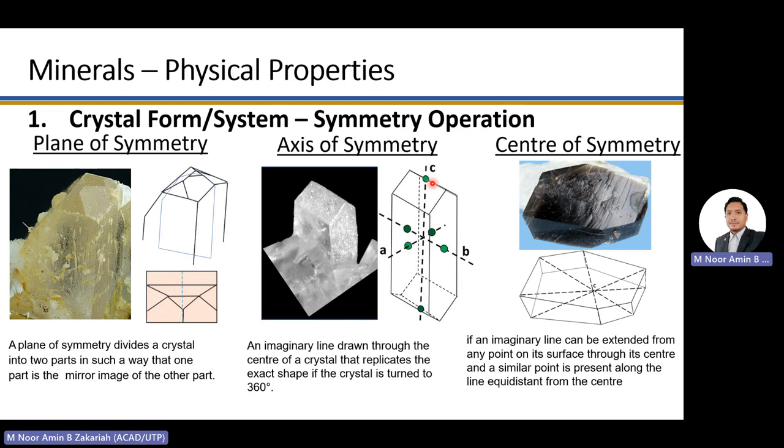Actually, we have some classification for the axis of symmetry, but this one I believe will be covered in the next course, which is mineralogy. However, we take a look at this example. This mineral shape actually has three axes of symmetry where they can be rotated at the A axis, B axis, and also C axis. So when we rotate this 360, we will get the same faces.